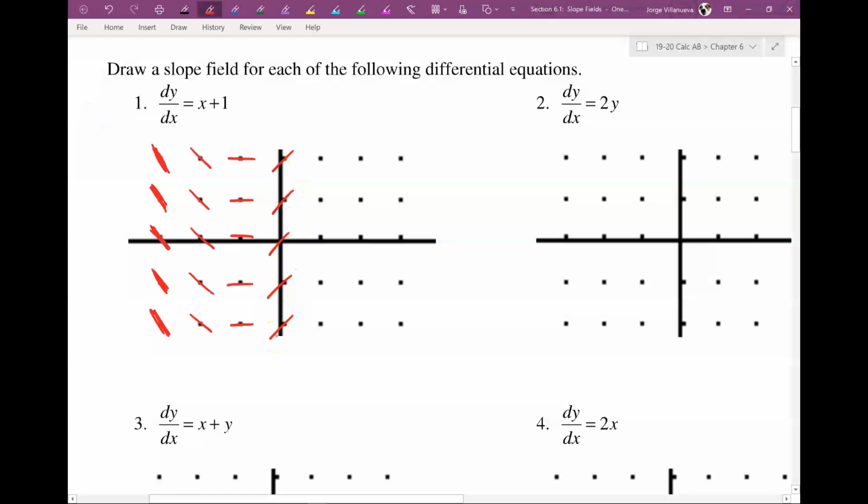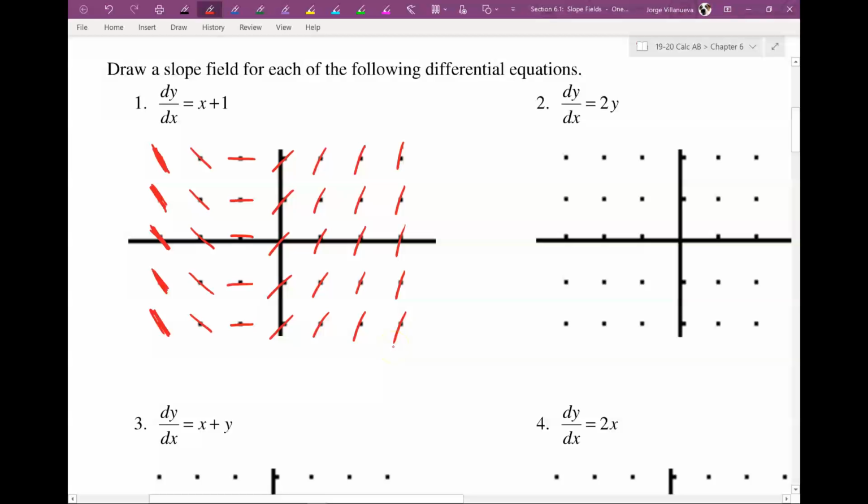When my x value, so like I go to 1, 2. Again, the y value doesn't matter because I don't have a y value in my slope, right? So if my x value is 1, what's my slope? 2. What's my slope when x is 2? 3. So you're just kind of drawing it to the best of your ability. And my last one's going to be like a 4, so it's going to be pretty steep.